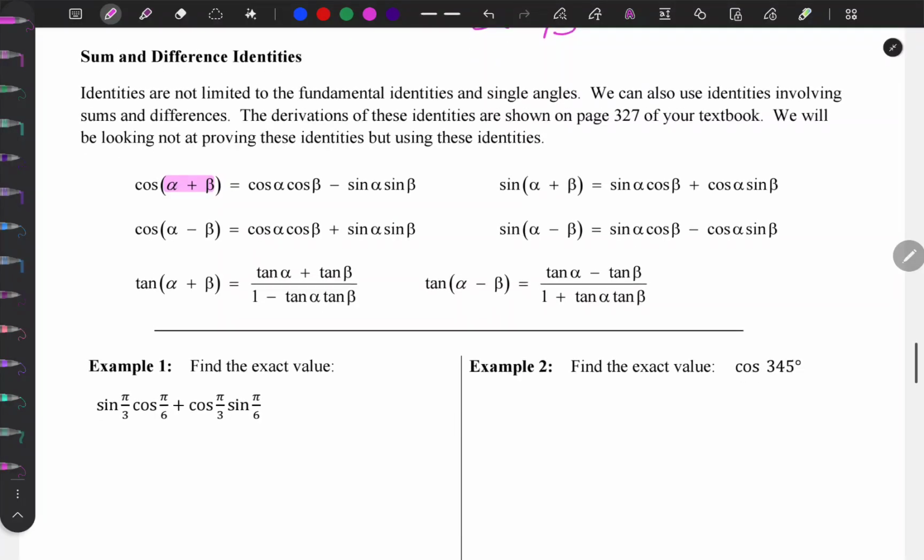One nice use of this is if you see something in a format like this, we have sine pi over 3 cosine pi over 6 plus cosine pi over 3 sine pi over 6. It sort of looks like it is formatted like one of the identities above. Which one would it match? Try and decide based off of the options there.